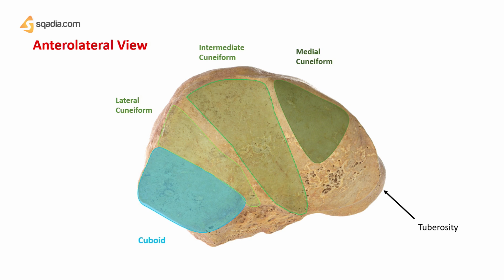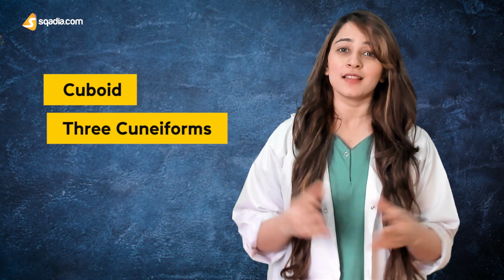the medial malleolus. In the distal row, there are 4 tarsal bones, the cuboid and the 3 cuneiforms. Let's discuss them.